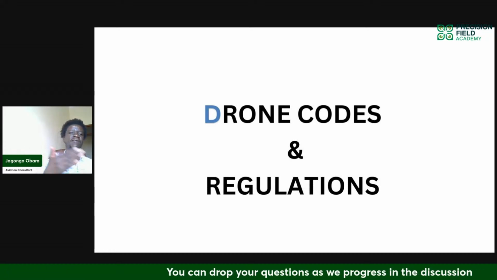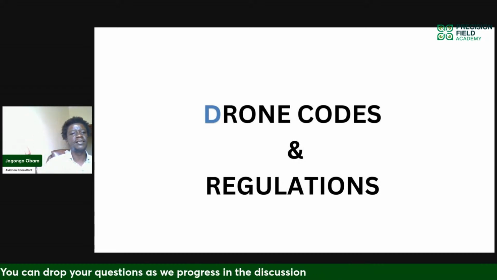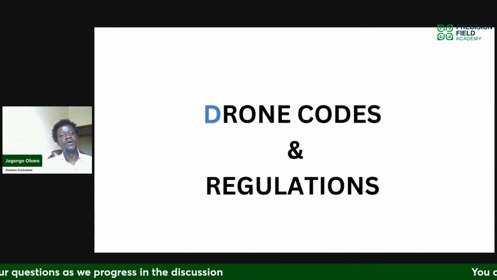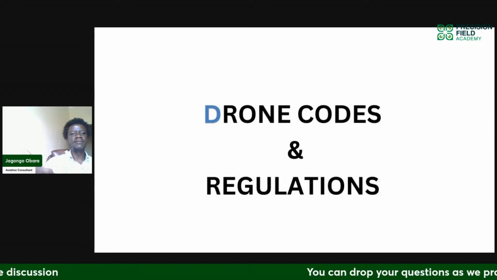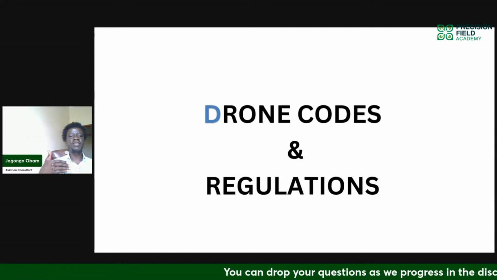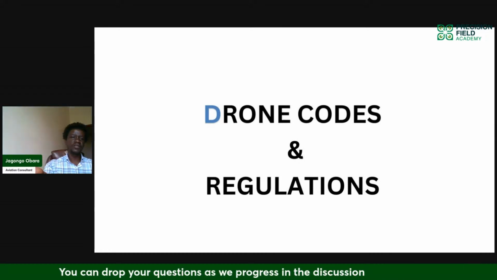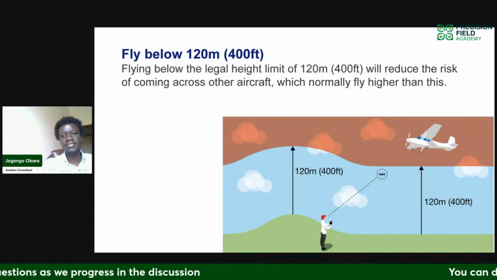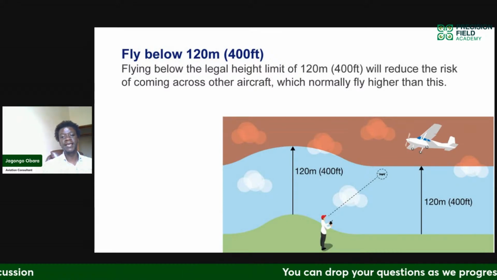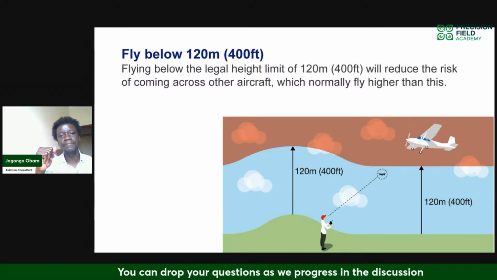I, as an instructor, have to comply with certain standards. Precision Field Academy, as a training organization, also needs to comply with certain standards. And as much as we are complying with these standards, they are also applicable to you, the student. So let's have a look at what these regulations and what these standards are, and what they mean for us, and what we can do and what we cannot do.